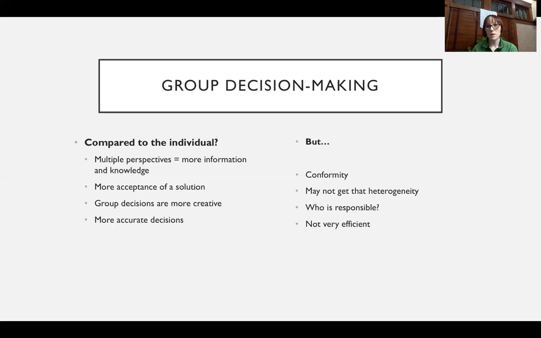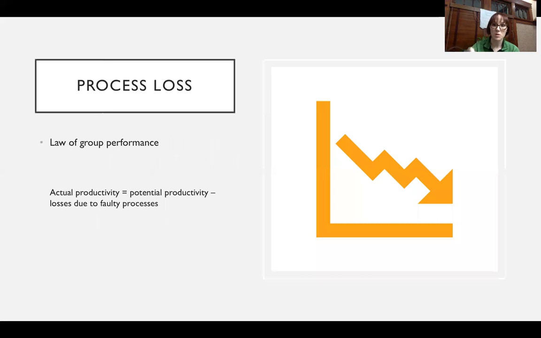The other hard part about group decision making is it's not very efficient, right? We all know how much easier it is to just make a decision on our own as opposed to consult multiple people or multiple parties. So in that way, we can experience, per this previous slide, some process loss when we bring groups together compared to if we had just let individuals work on their own.